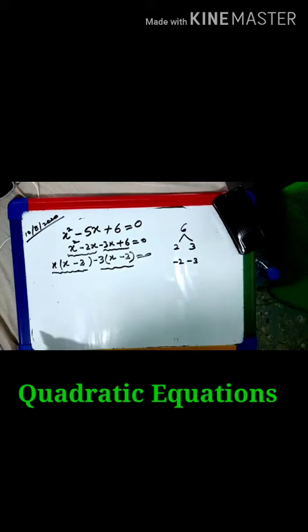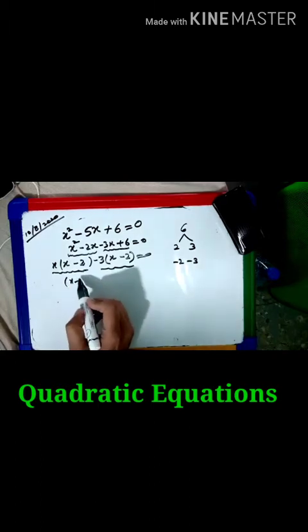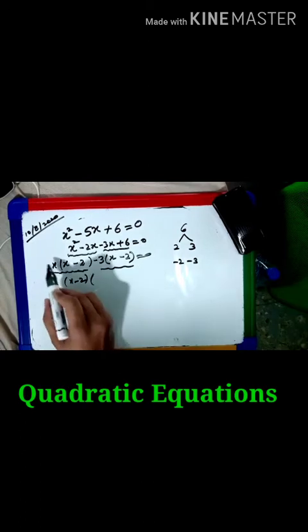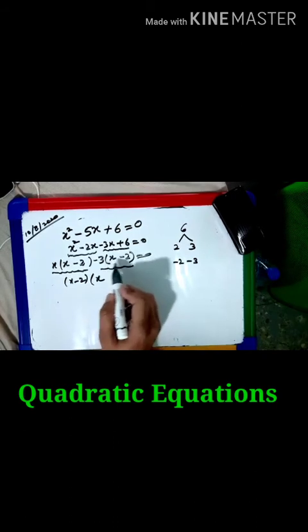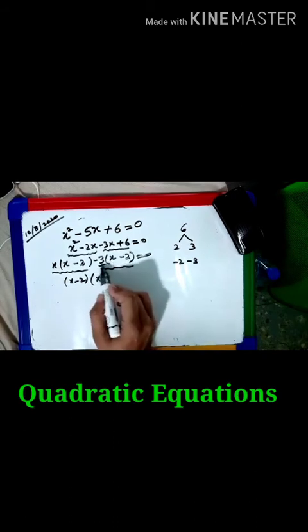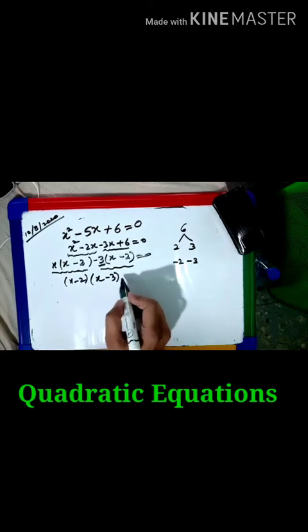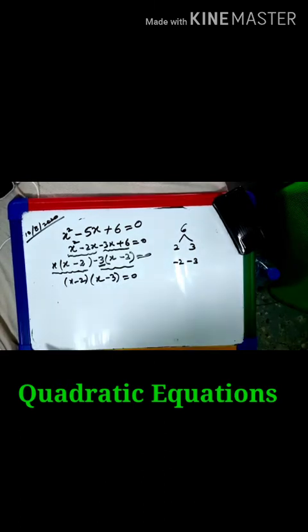I want to take x minus 2 in one bracket. Again common. If I take x minus 2 in one bracket, this is common. From here, what is remaining? From these two, x is remaining. From here, what is remaining? Negative 3. Yes, negative 3. So your question is done.